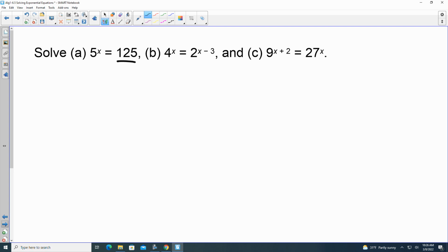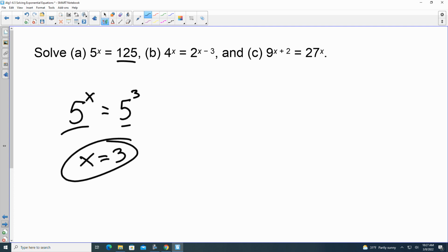125. Can I make it look like 5? The answer is yes, because I have 5 to the x power here, but another way of writing 125 is 5 to the 3rd power. Now I have the same base of 5. Now I can say, oh, now this is just x equals 3. And I get my result.